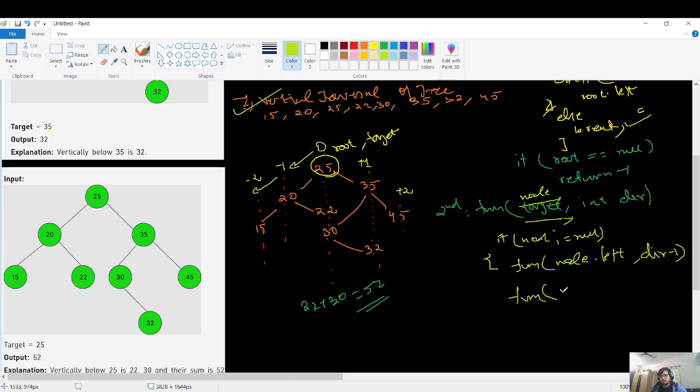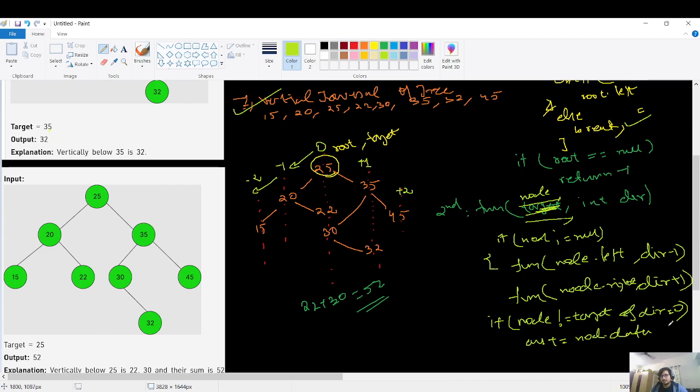Then I will move to node dot right, and since I moved right, the value will be direction +1, right? And when I'll be at my root, I need to verify that if the node is not equal to the target node, and the direction equals 0, then we will make a global variable and add the node dot data.